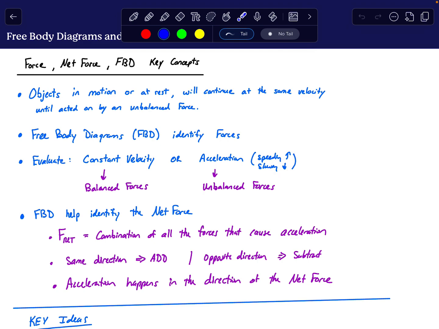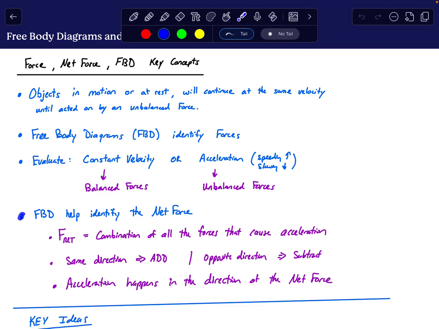That determines how we evaluate our free body diagrams, because if it is a constant velocity, we are going to look for balanced forces. If there is an acceleration, that happens because of unbalanced forces, and so one of the force arrows in the free body diagram will be larger than the other, for example.